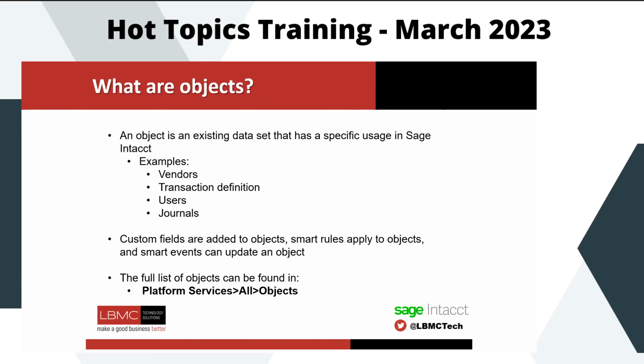One thing that Sage Intacct will be able to do is custom fields are able to be added to objects. You can use objects for smart rules, and also smart events can be updated to any object within Sage Intacct. To get a full list of any objects, that can be found in the platform services under all, under objects.